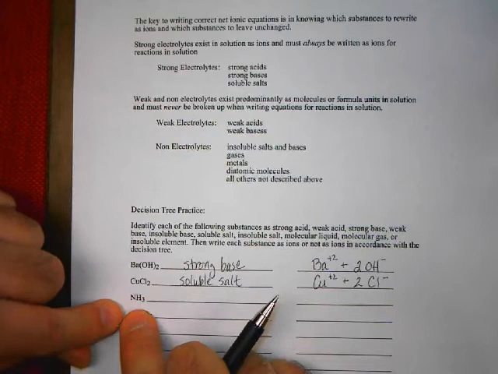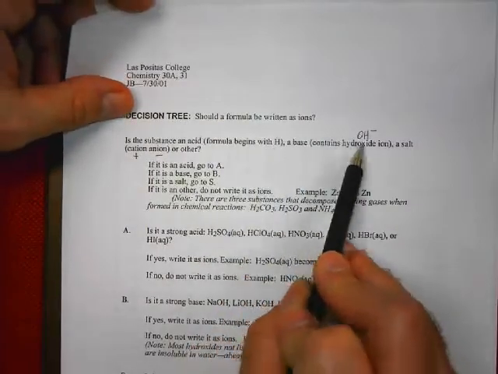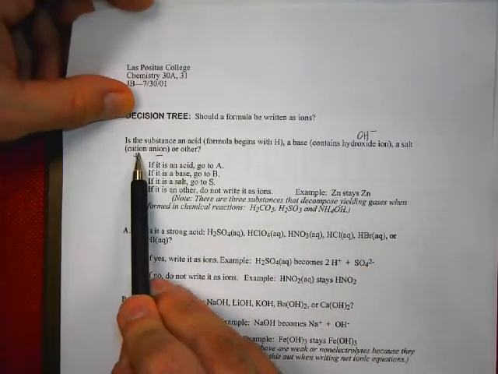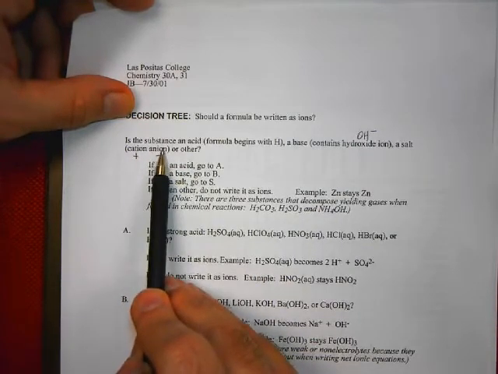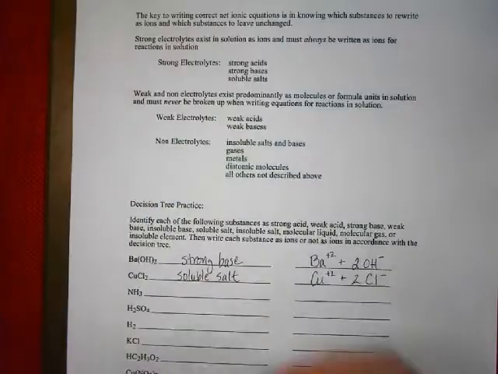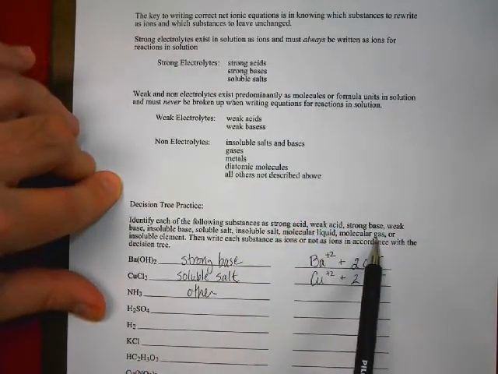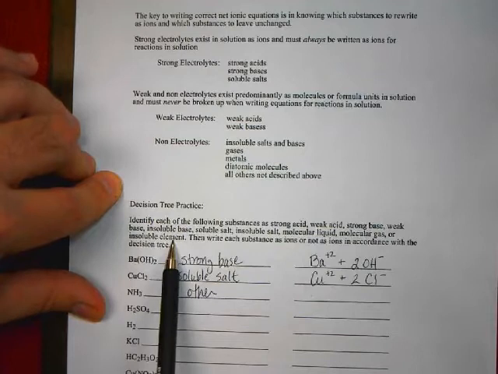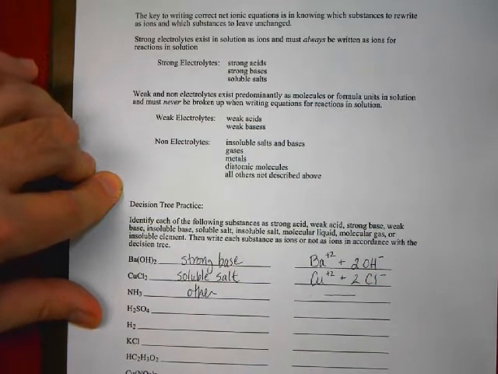Our next example, NH3. NH3 does not begin with H, does not contain hydroxide. There's no cation and anion because N and H, that's a covalent compound. It's not ionic. So it must be an other. So all we have to do is write other. Do not worry about molecular liquid, molecular gas, or insoluble element. Just write other. Others, nothing happens to.